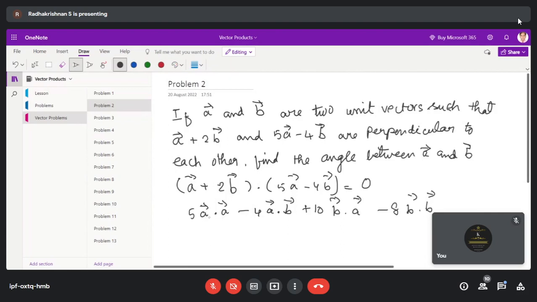It is magnitude of a into magnitude of a into cos 0. Here the angle between the two is 0 since it is the same vector. Sir, a cap dot a cap is 1. Yes, but it is given that a and b are unit vectors, so their magnitude is 1. Okay sir. So we can simply write this as 5. Similarly, how can we simplify minus 4 into a dot b plus 10 into b dot a?